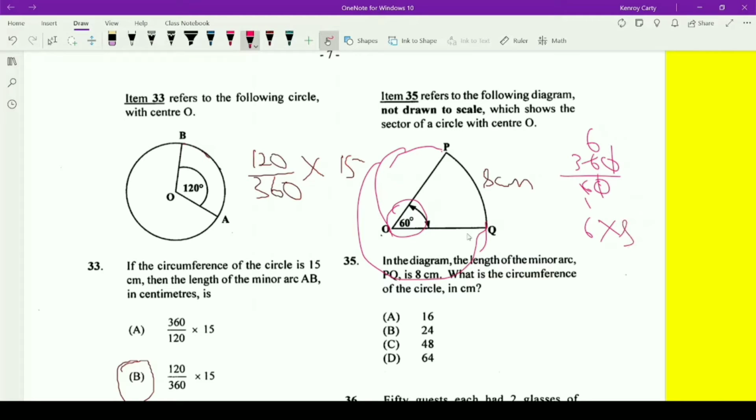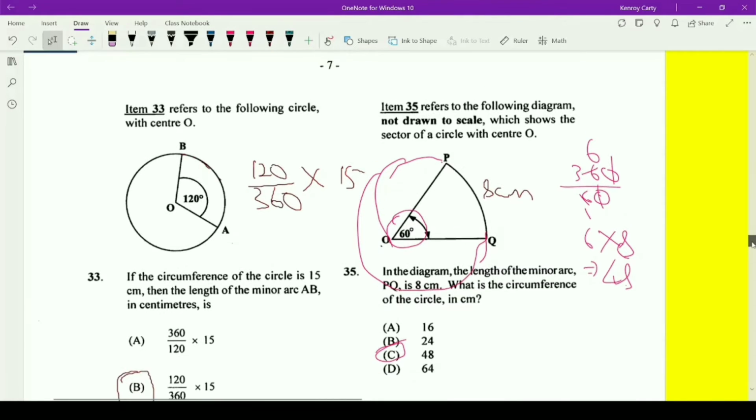Which means I simply multiply 6 by 8 to get the complete circumference, which is when I add all of those 6 arcs together. Now, as we know, 6 times 8 gives me 48. So it's going to be 48 centimeters. And there you have it. Let's take this down some more now.